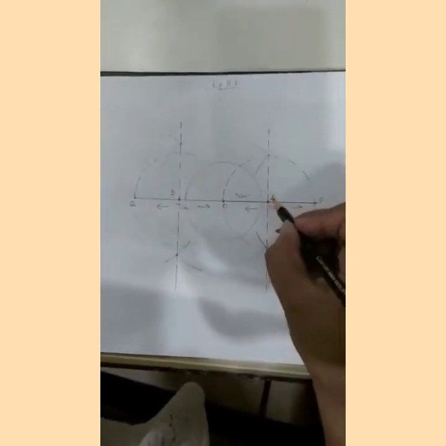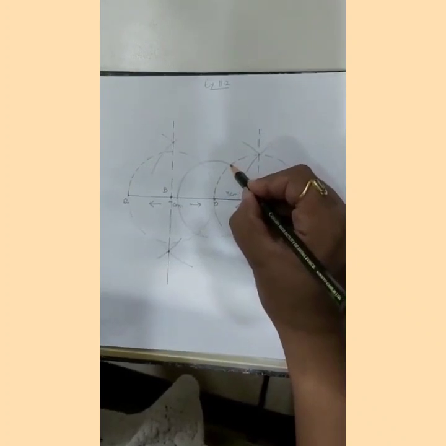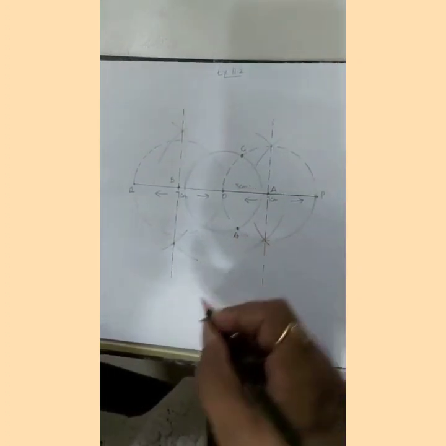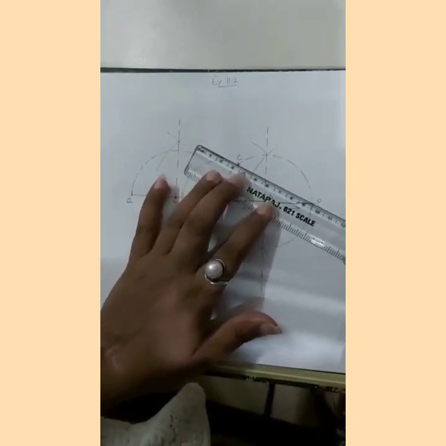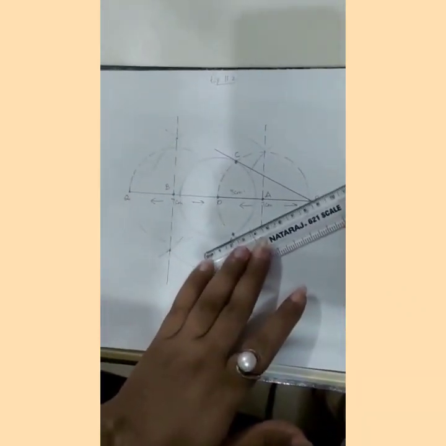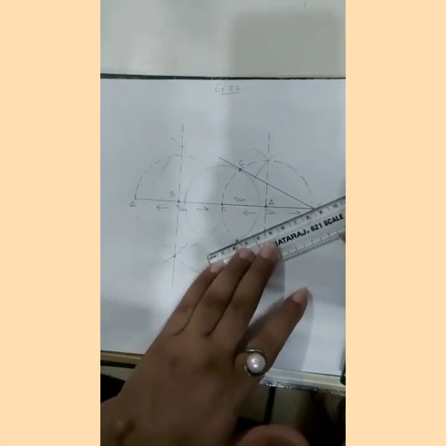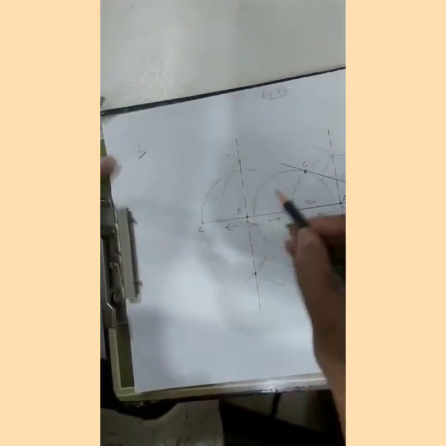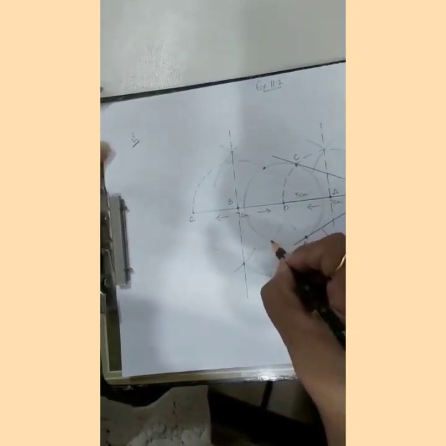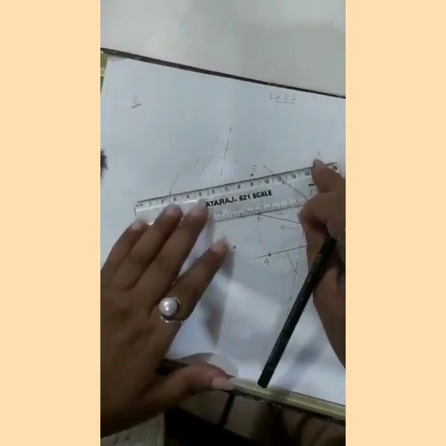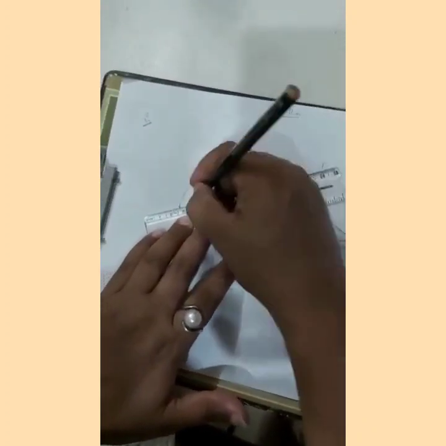Now see here, with A as center, this dotted circle intersects the given circle at 2 points C and D. Name them as C and D. Join P with C and P with D. Similarly, from this B as a center, you can see this dotted circle also intersects the given circle at 2 points E and F. Join Q with E and Q with F.